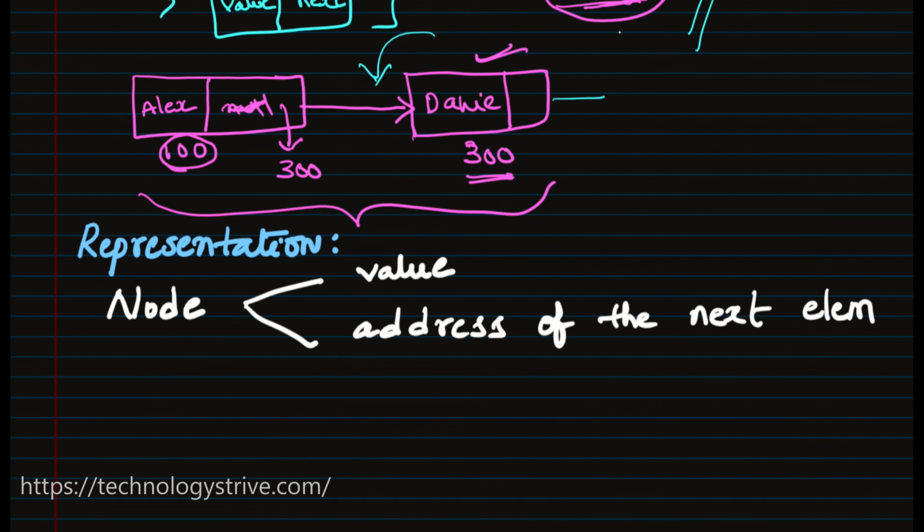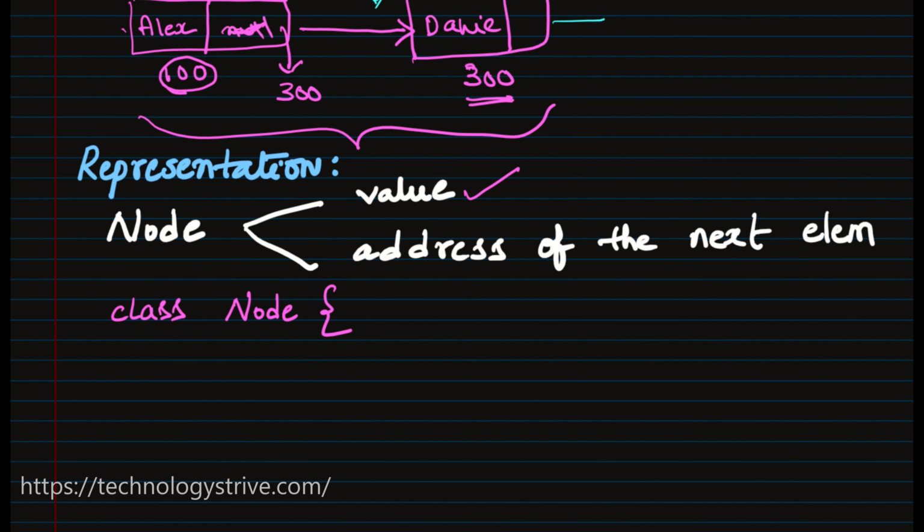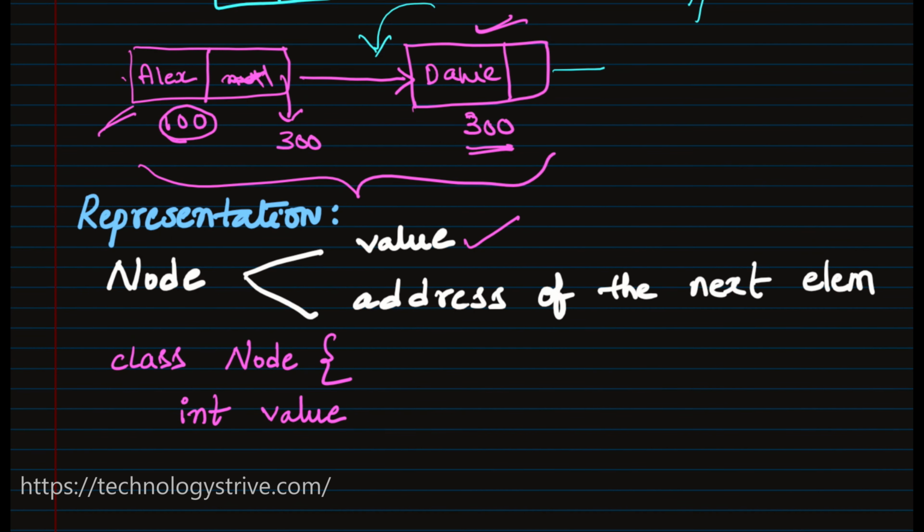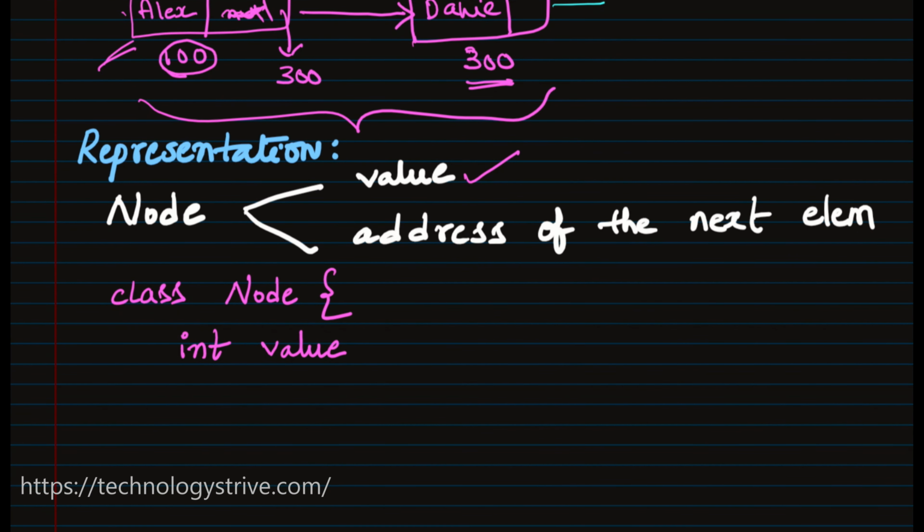So how do we create it? In case of Java, we will create a class and here I am giving the class name as Node, and we have to store the value. In this case it is string type, but for simplicity I am giving values of type int. And what else do we have to store? The address of the next element. How do we get the address of the next element? We just have to use Node and give next.